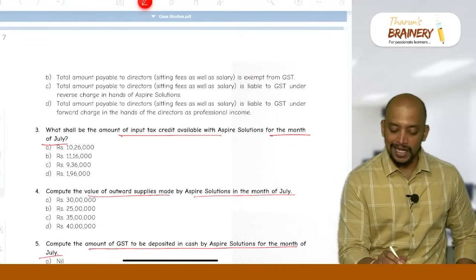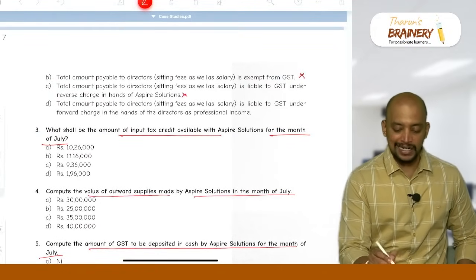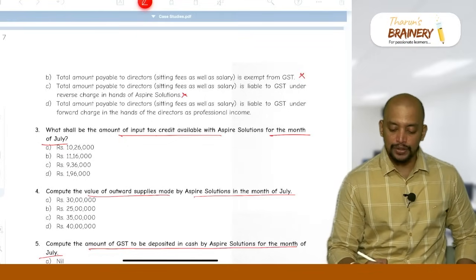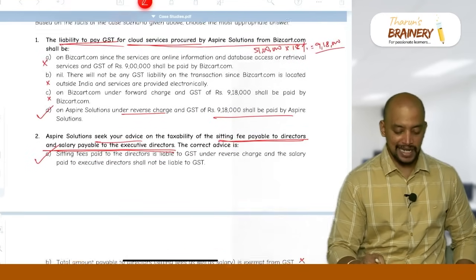Total amount payable to directors is exempt. No. Total amount is liable to GST under RCM. No. Total amount payable to directors is liable to GST under FCM. No. So therefore option A is the answer.